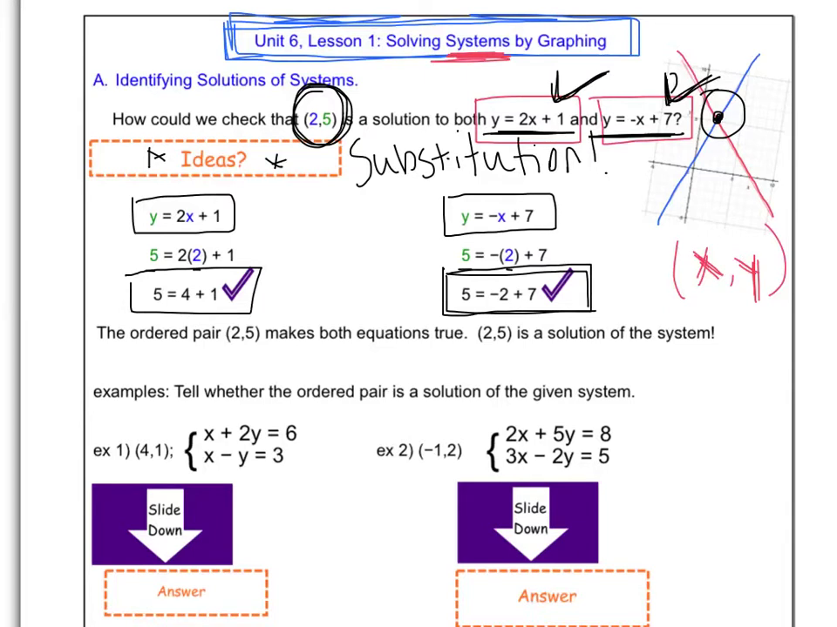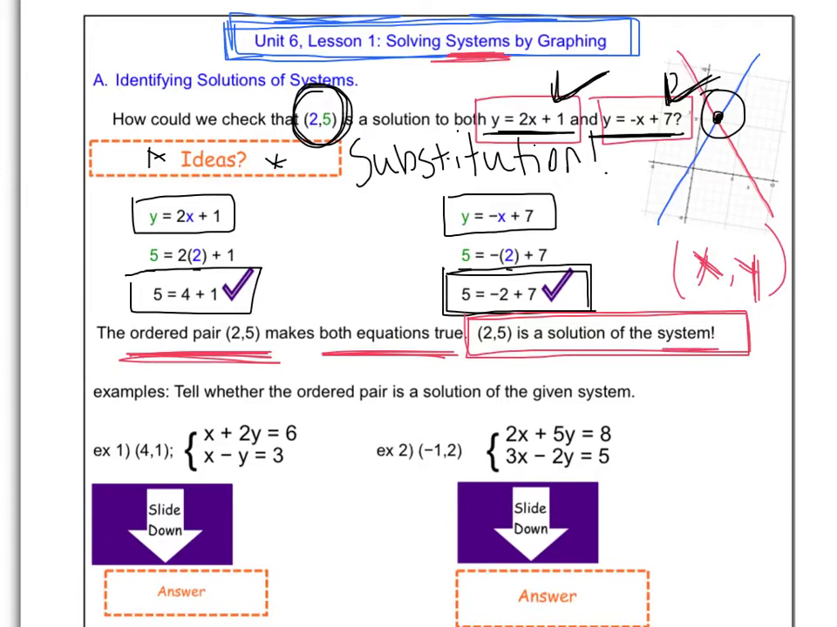So what did I actually figure out here? I figured out that this ordered pair, 2 comma 5, makes both equations true. Therefore, 2 comma 5 is a solution to the system. Why? Because it works for both of the equations.